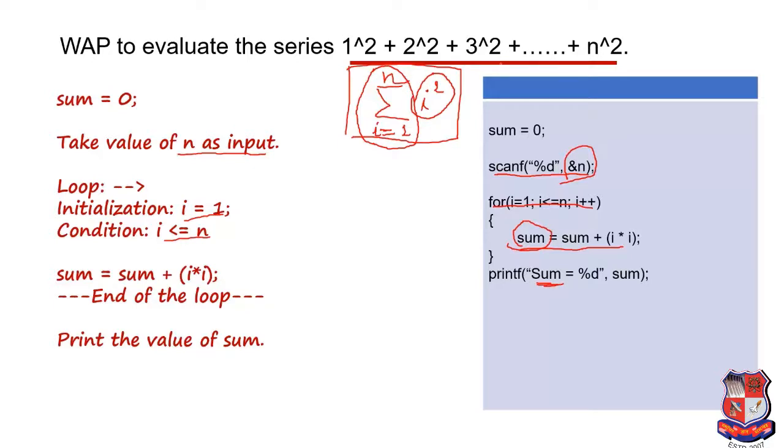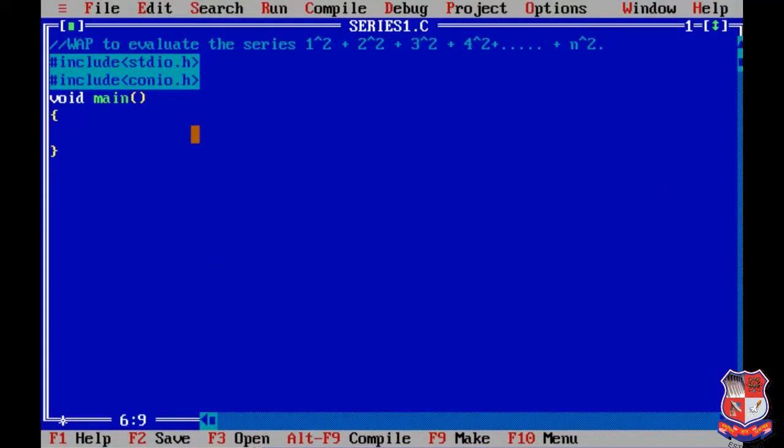Now we'll see the demonstration of this program in Turbo C++. We'll start our demonstration from here. I have already written the header files and the main function. We start with the declaration of the variables. I'm taking the data type as integer. We use i as a control variable, n for the number of terms, and sum. We are declaring the sum variable and also initializing it with 0. Then we use the clear screen function, that is clrscr.